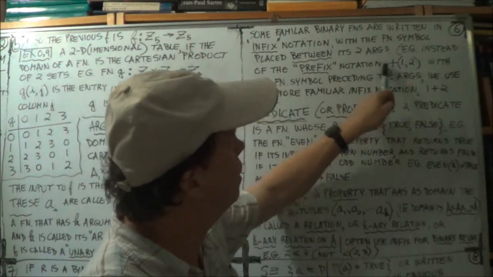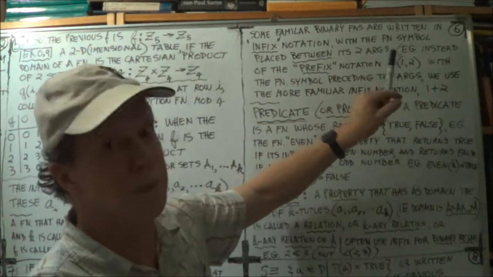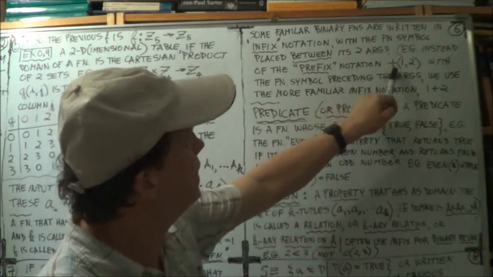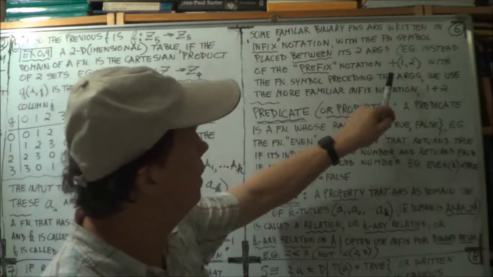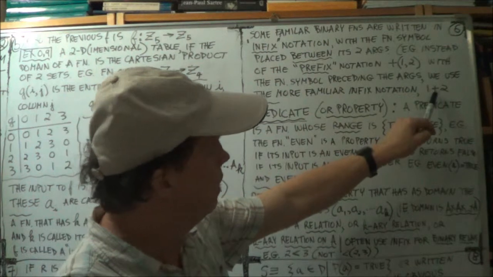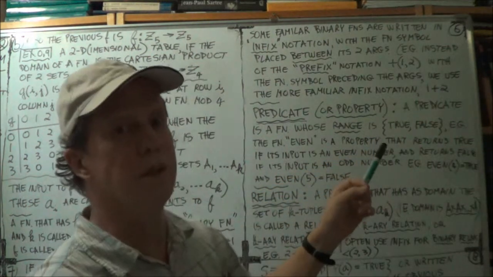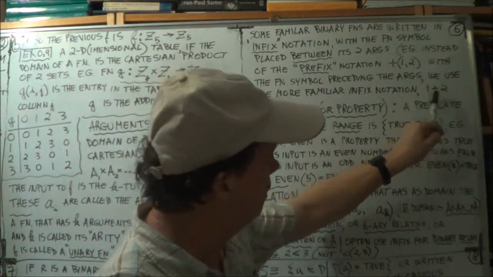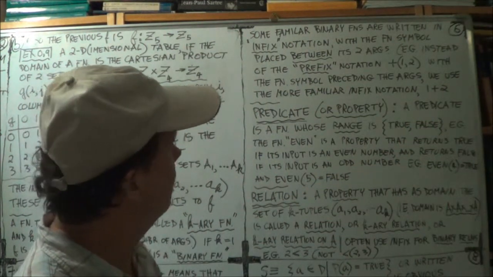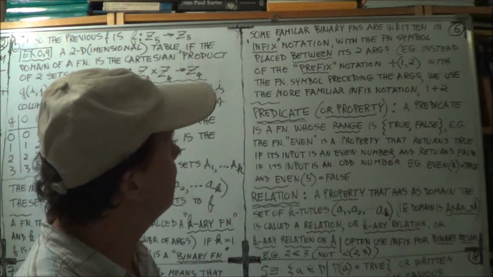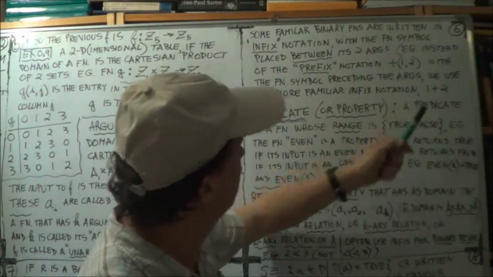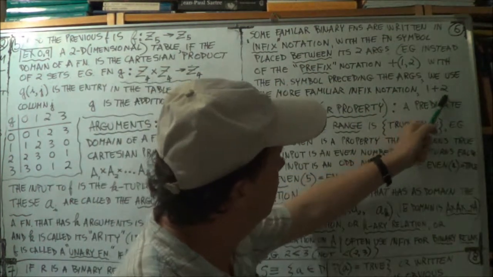And writing it this way is prefix, because the function symbol precedes, comes before, on the left side of the arguments. And here the function symbol is in between, or inside, the values of your arguments. Okay? So be familiar with the two ways. There's prefix notation, this way, and infix notation, this way.